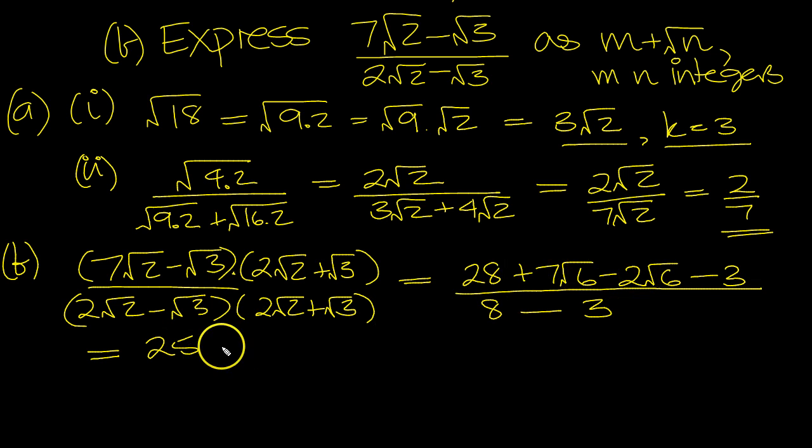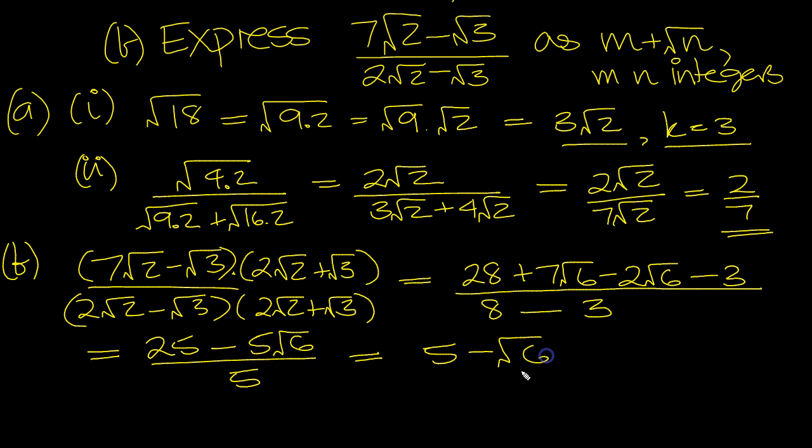7 minus 2 lots of root 6 is equal to 5 lots of root 6, over 5, which is 8 minus 3. Split the fraction up: 25 over 5 is 5, minus, and then the 5's cancel, and we're just left with the root 6. So here the m was equal to 5.